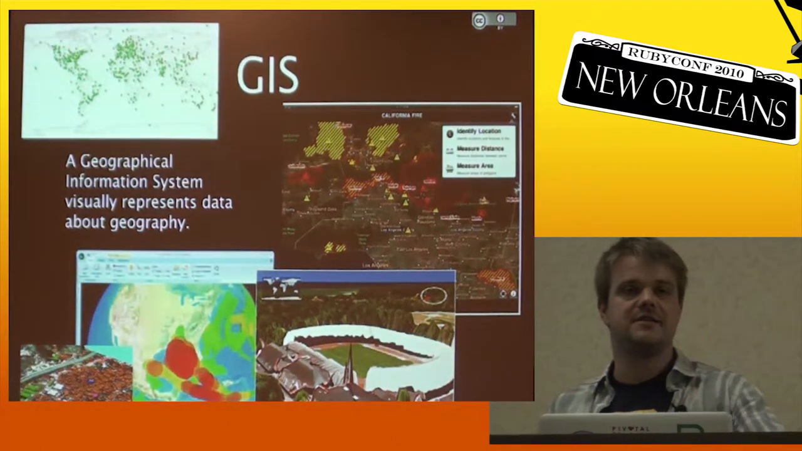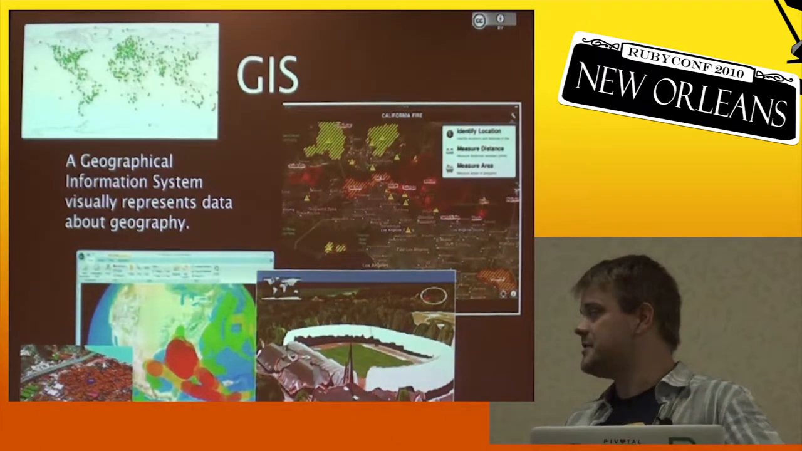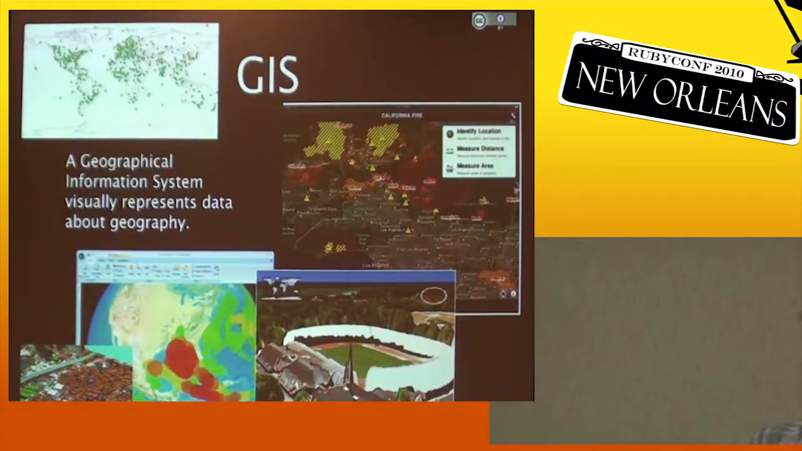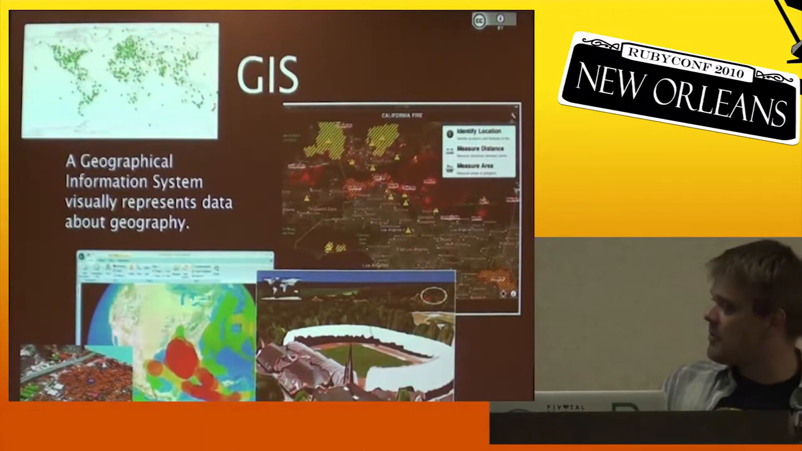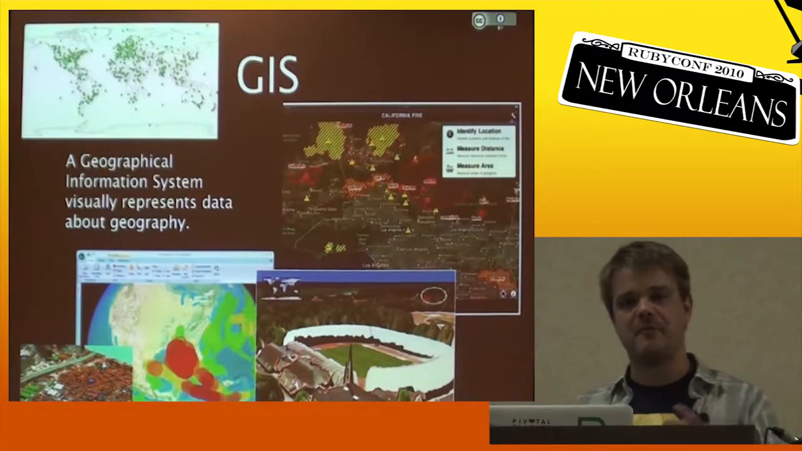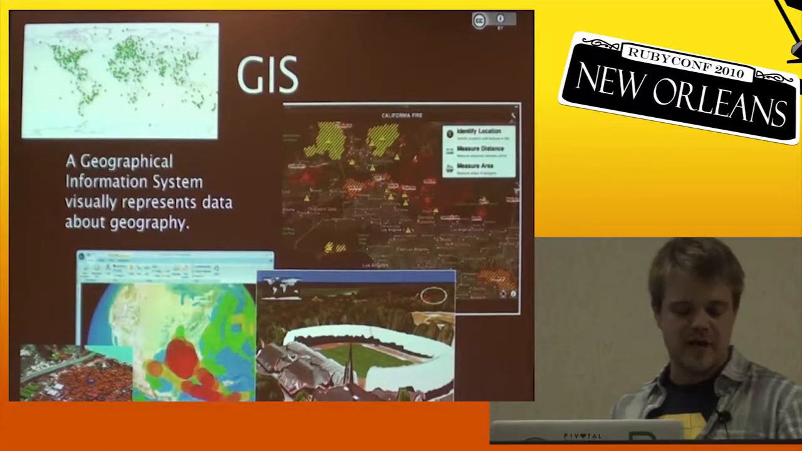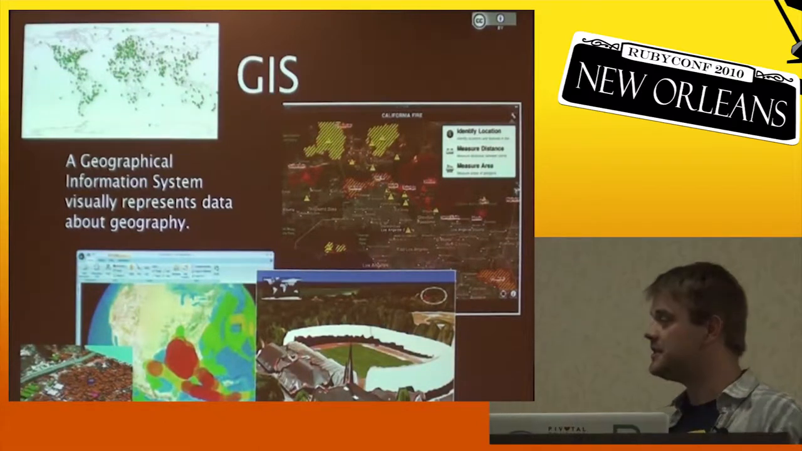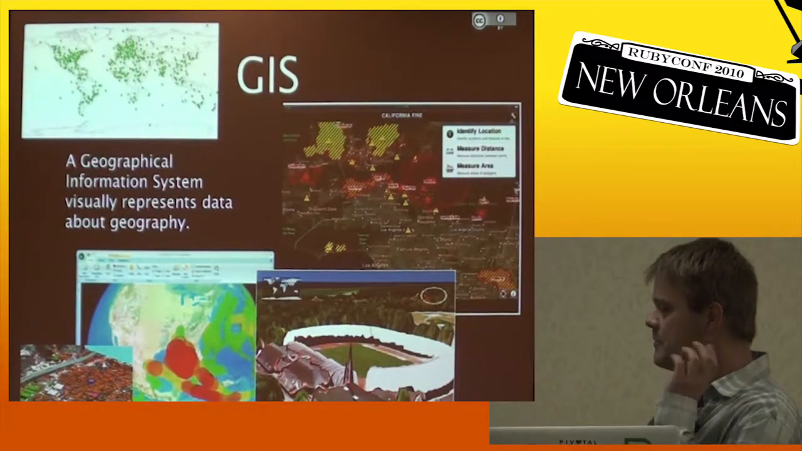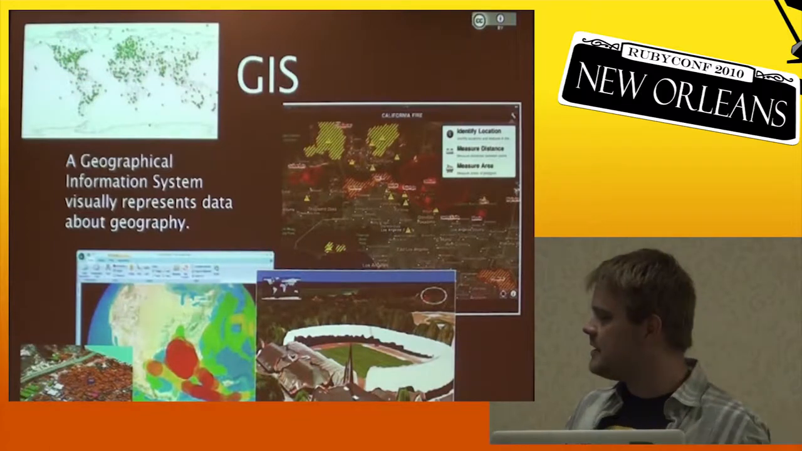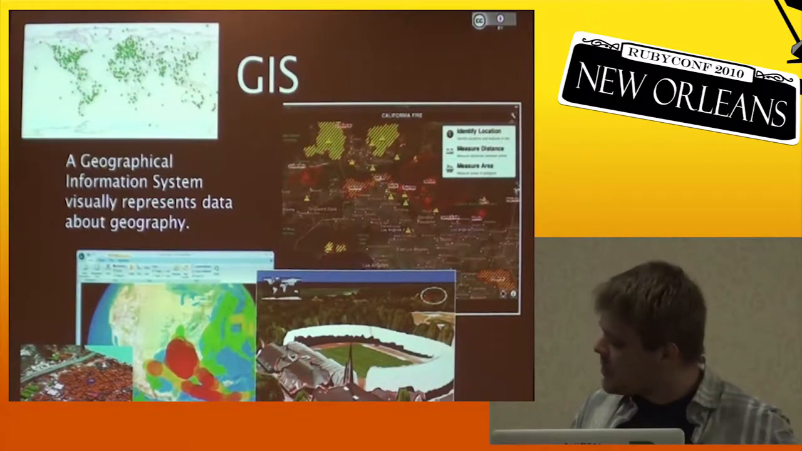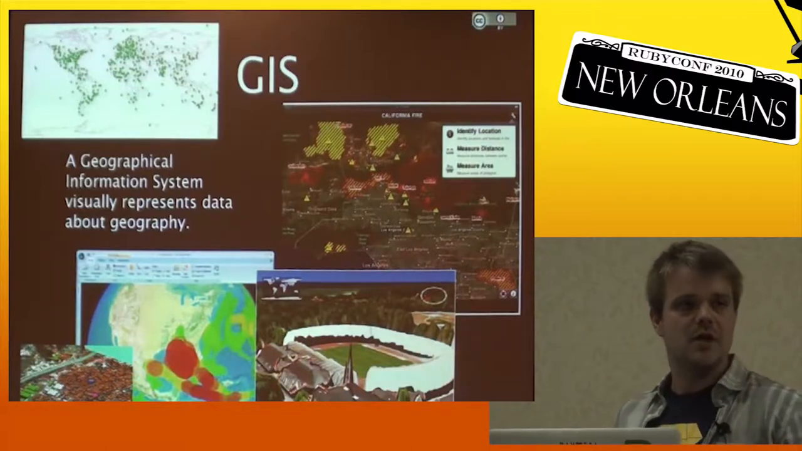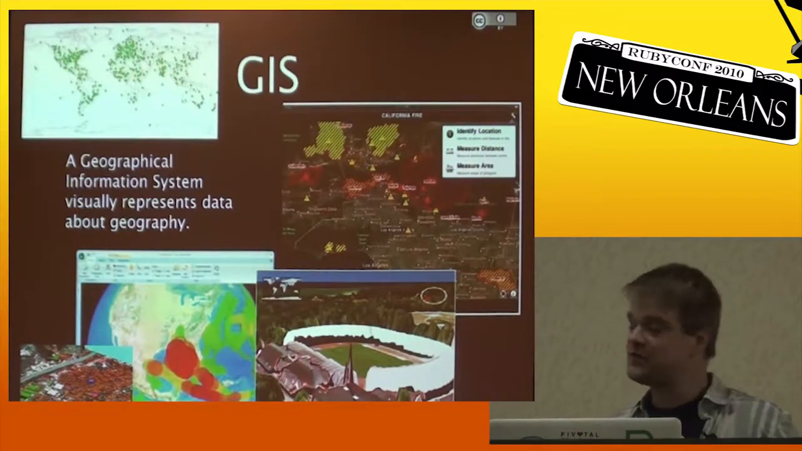First, a GIS. A GIS system is a system that visually represents data, and there are a number to choose from. There are often desktop applications, but every time you embed a map in a web page and drop a dot on it, you're also building a little teeny GIS system. I wanted to throw up some examples here because most of these are open source and freely available, very powerful geographic information system tools.